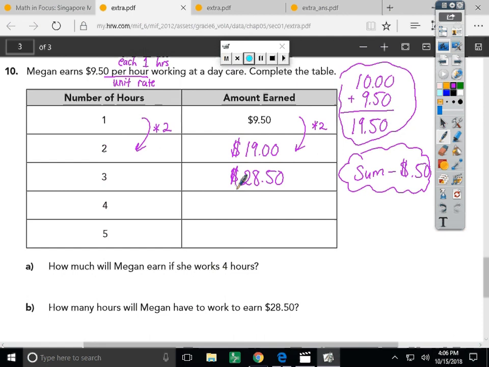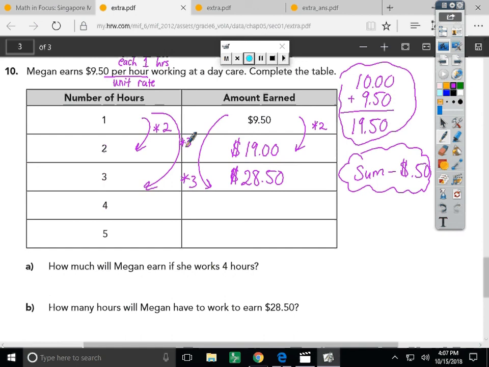$28.50. Okay? You could also check that with multiplication. You could also take this $9.50 times 3, and it should also check out. Just like here, I took my hours times 3. It checks out.